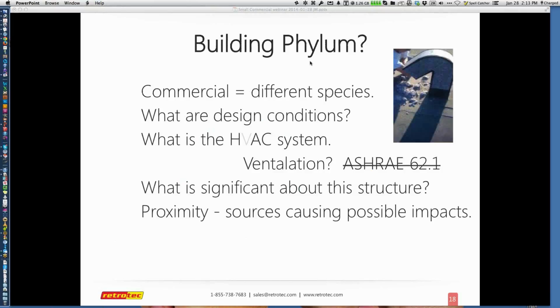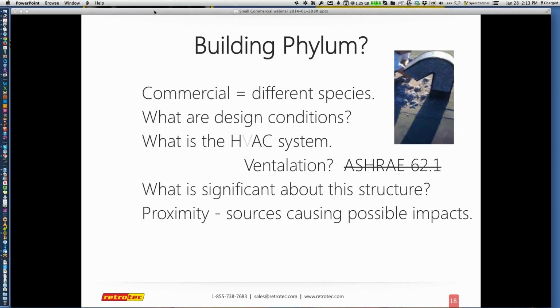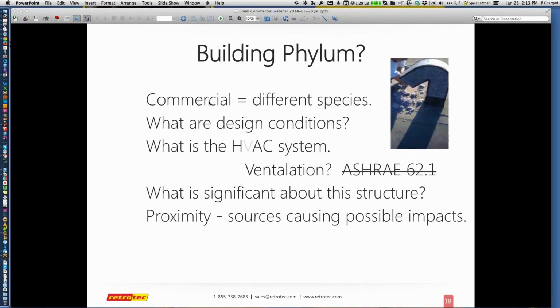So I kind of describe it as a building phylum, the same way we would discuss creatures in the real world in terms of phylum or how they actually fit into an order. Commercial is a whole different species by itself. It may have some attributes from residential. It may have some attributes from multifamily or large buildings or complex structures. So it really is not something that's always easily defined, as I pointed out.